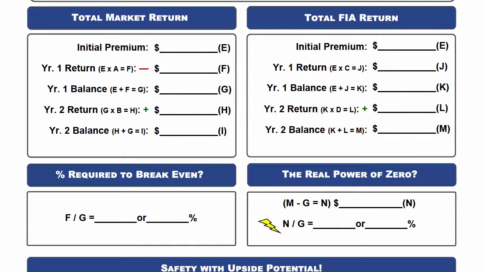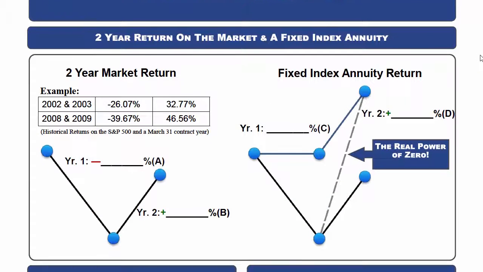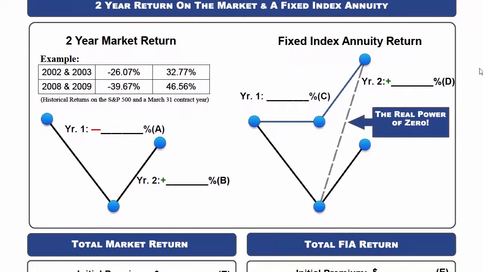Now let's take a look at what would have happened inside of the indexed annuity over that same time period. In year one, the market was negative. The S&P 500 index was negative, right? So we know an indexed annuity does not participate in downturns, and we would have received 0% interest over that time period. We wouldn't have lost money, but we just wouldn't have earned anything.